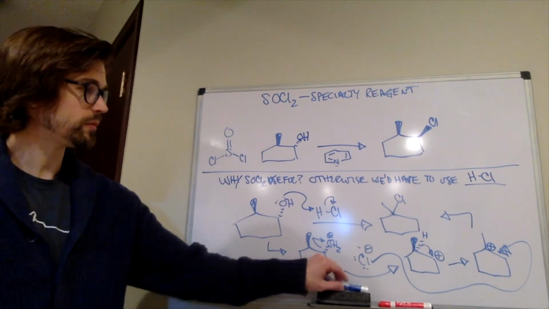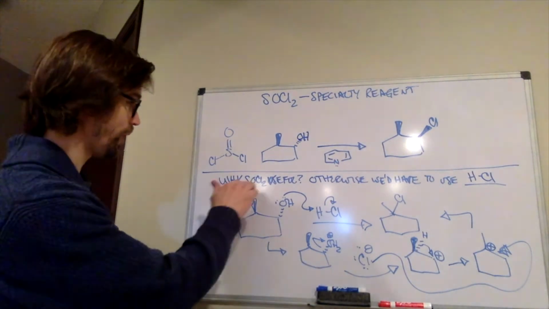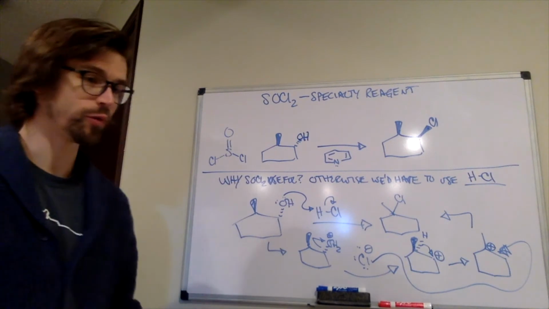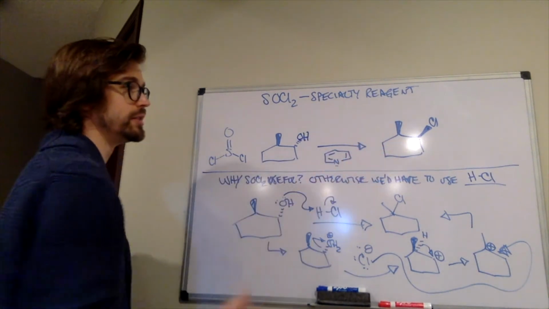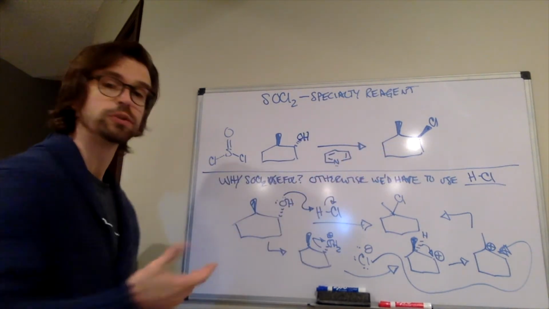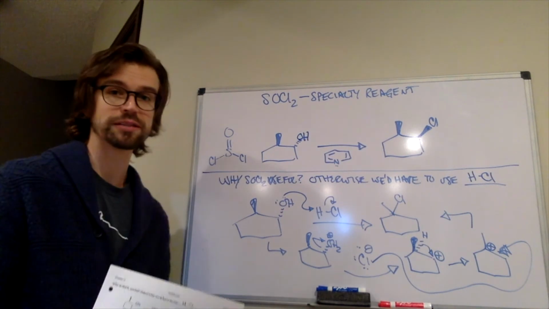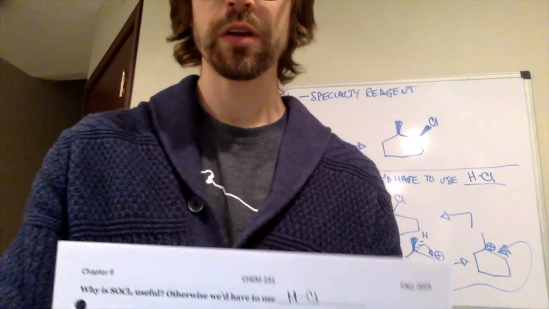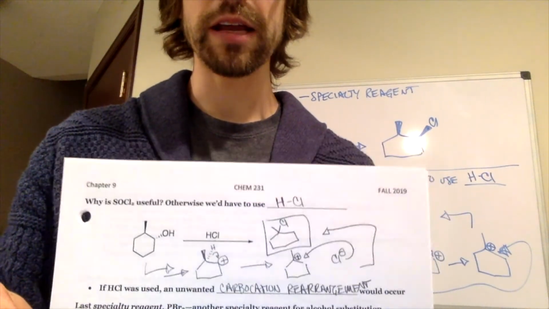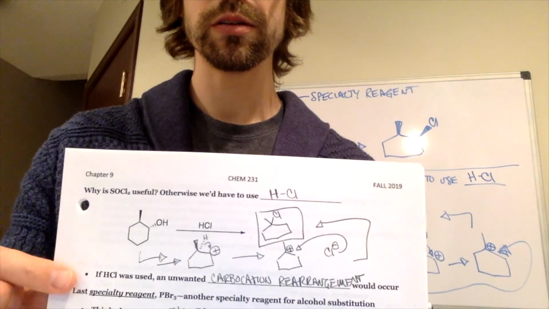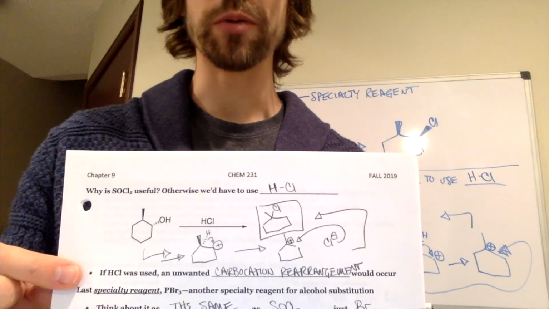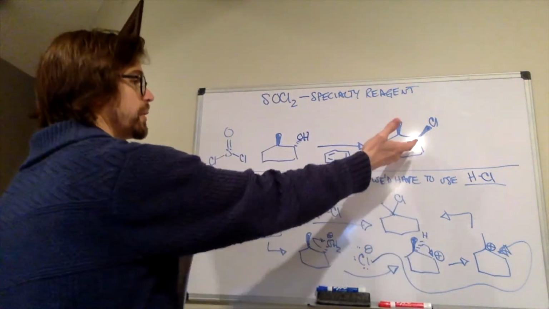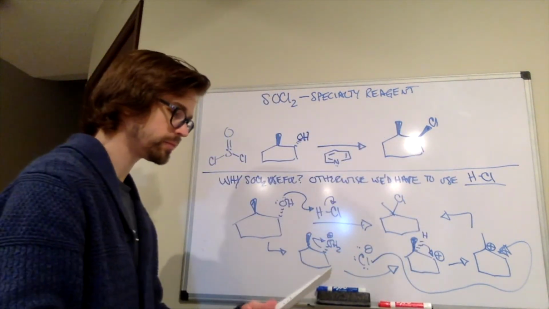So back to the beginning question. Why is SOCl2 useful? Why is thionyl chloride useful? Because if we want to make that, we can't use HCl. We would have to do some other method because rearrangements are occurring. So back to the course packet, if HCl was used, an unwanted carbocation rearrangement would occur that would prevent us from getting the desired product.